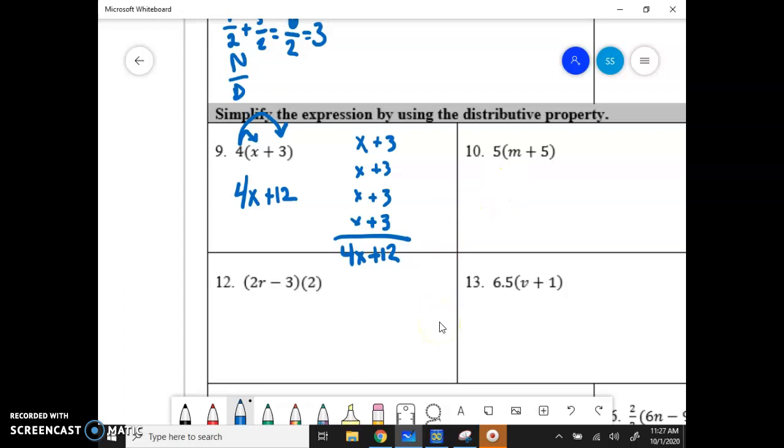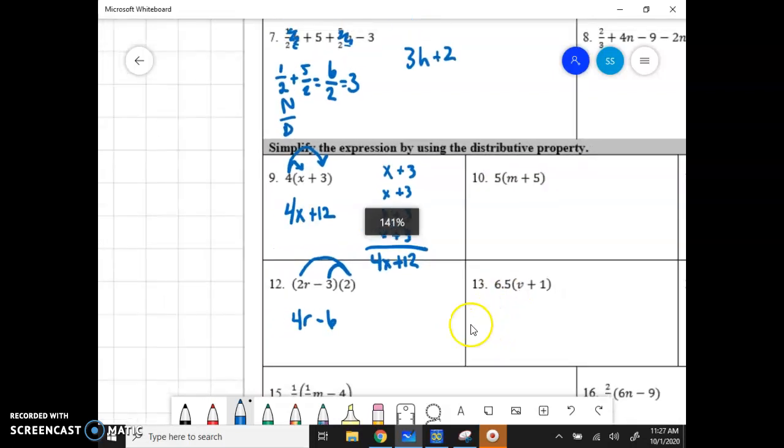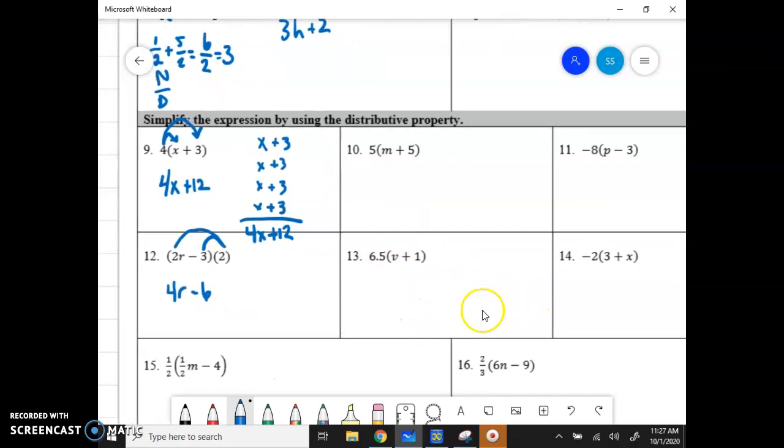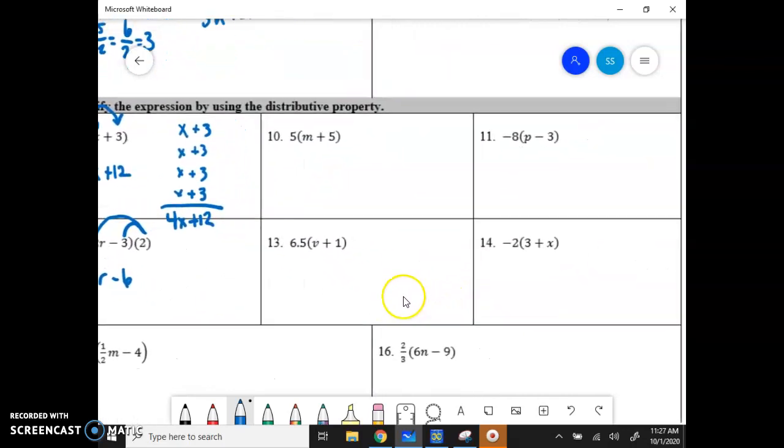It doesn't really matter, right? Because multiplication has commutative property, right? We remember that from last week. So we can multiply this one the same way. Okay, so 2 times negative 3, 2 times 2r. I'll do the first one. 2 times 2r is 4r, and then 2 times negative 3 is negative 6. Okay. All right, we got decimals, but that doesn't change a thing on that one.